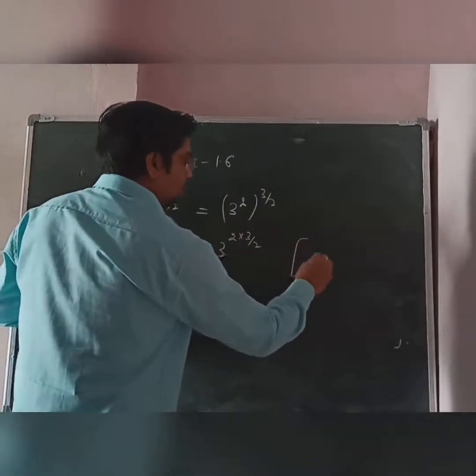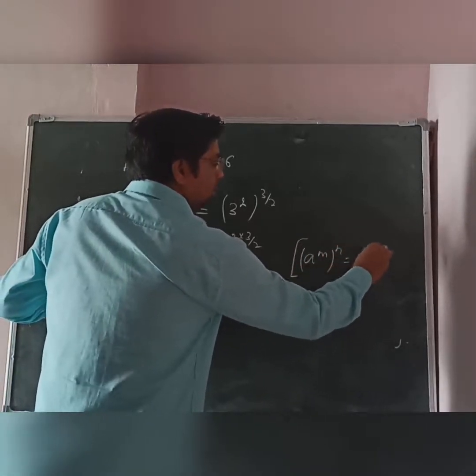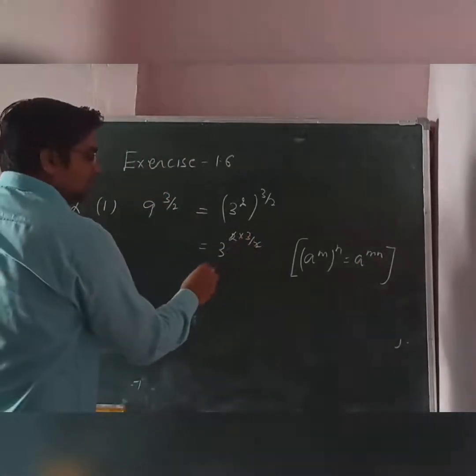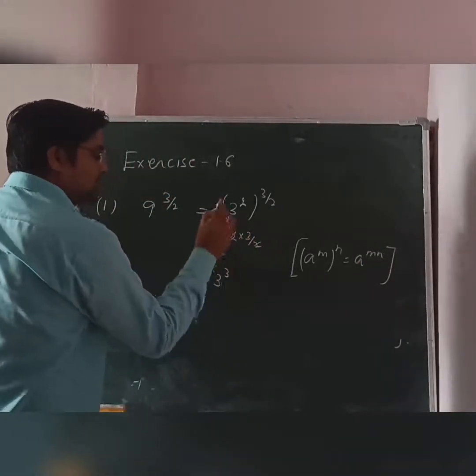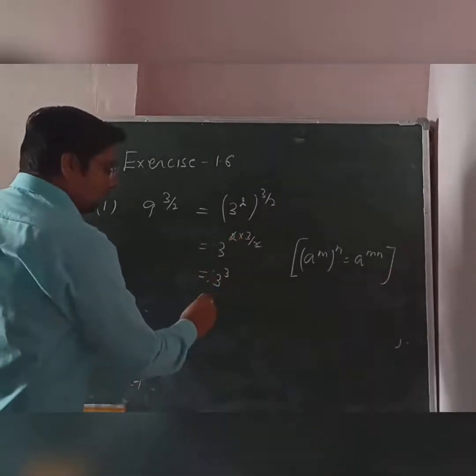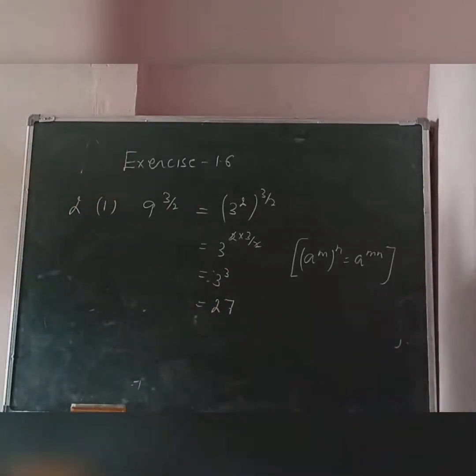Same here, you can use a to the power m whole to the power n equal to a to the power mn. So now the 2 cancels. You will get 3 to the power 3 left. So 3 to the power 3 equals 27. 27 is your answer. Okay.